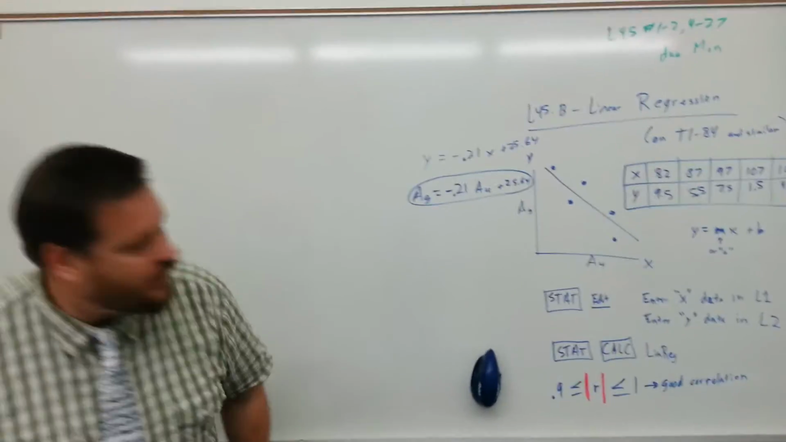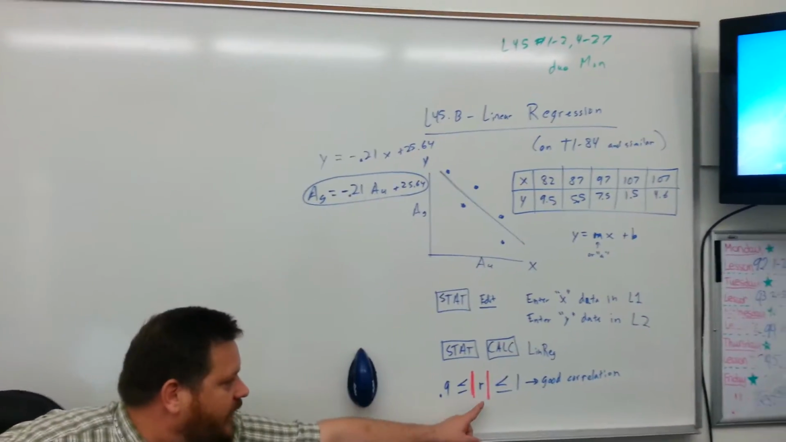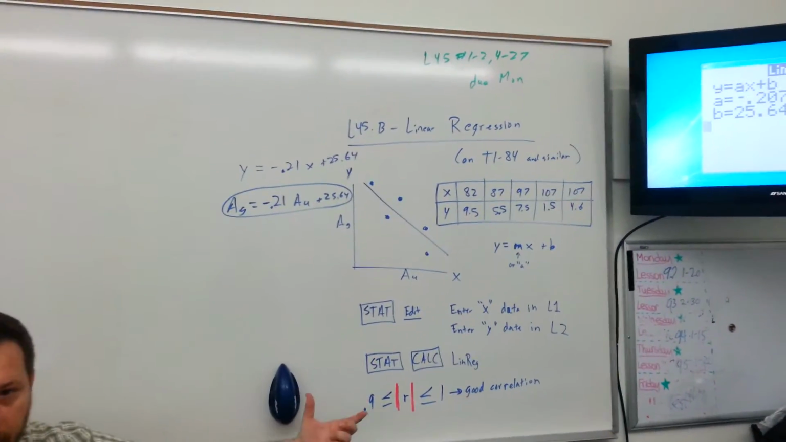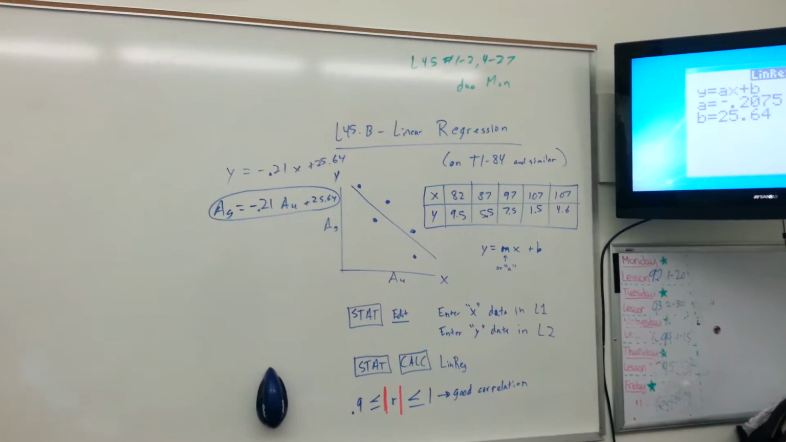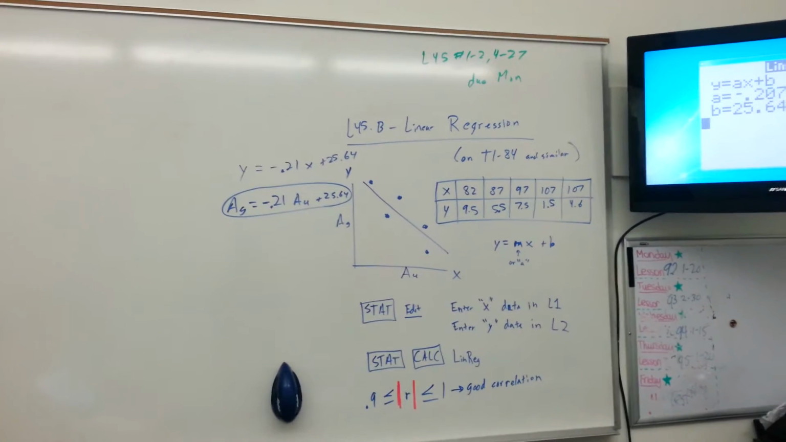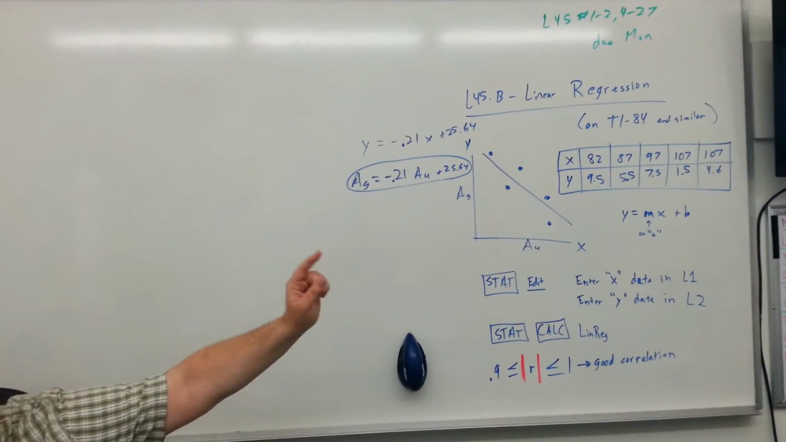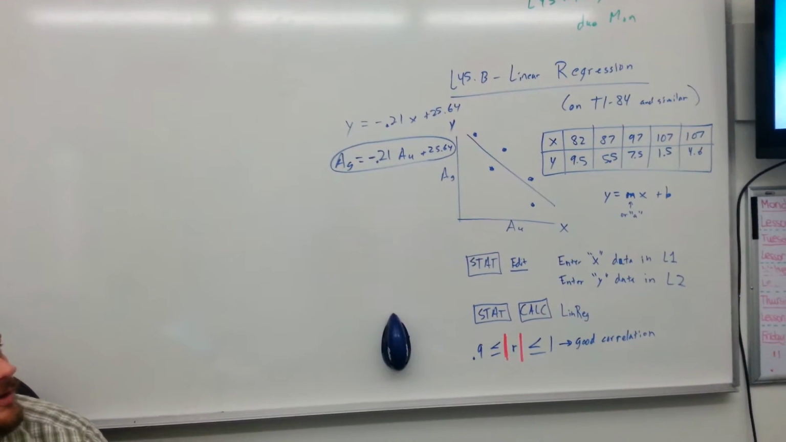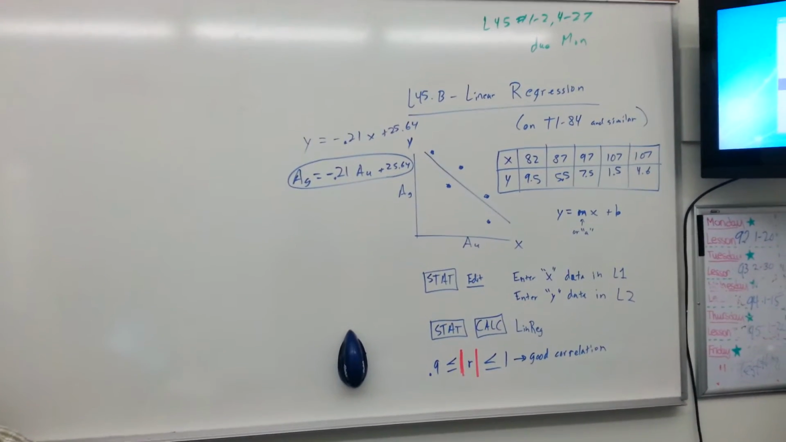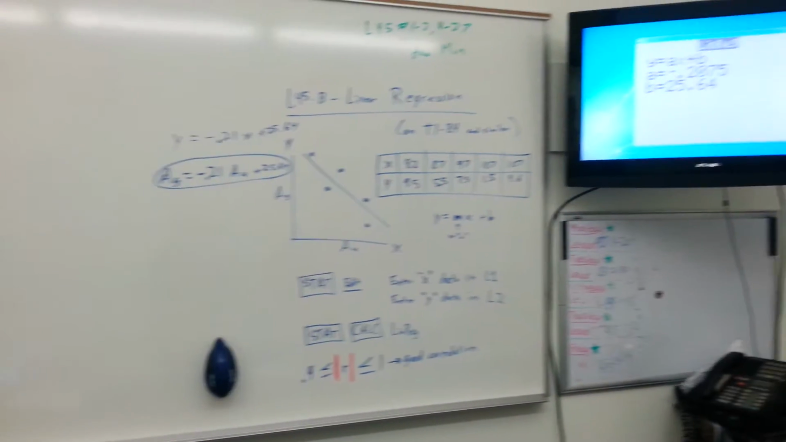The book also talks about how good of a correlation it is. It talks about the R value. If the R value is between 0.9 and 1, positive or negative, then that is considered a good correlation. If it's anything lower than 0.9, then that's considered not a good correlation. A lot of times calculators by default don't show you the R value. So if you need to do that, go to the calculator here, please.